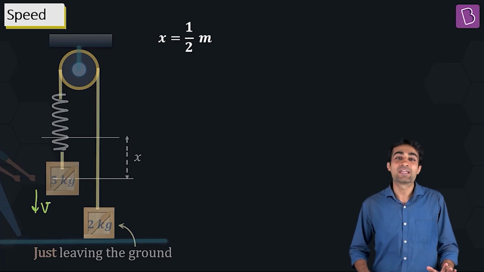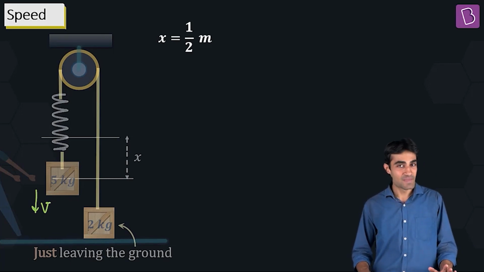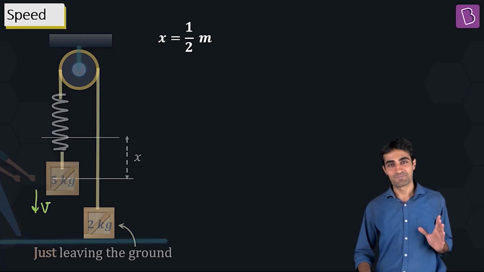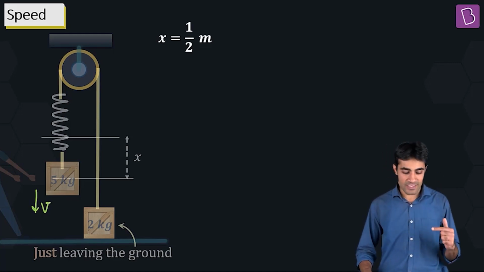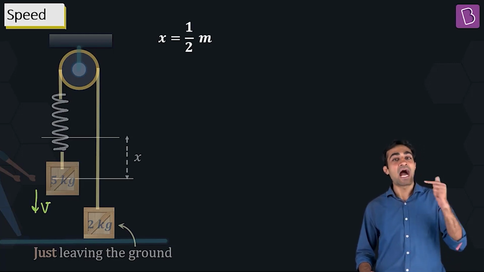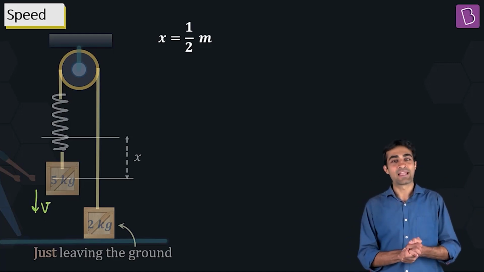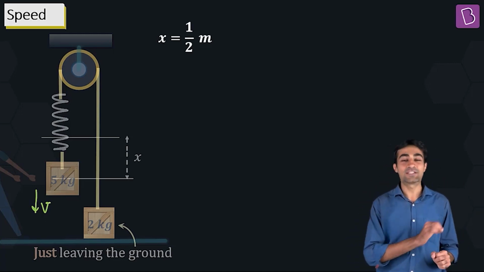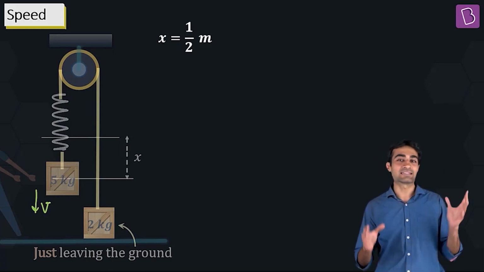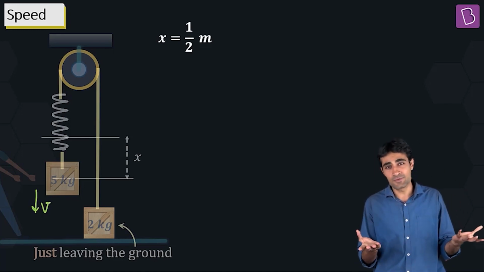Now, how to get this speed? Well, I will show you a trick. Can you see this 5 kg block, spring and earth as a single system? Can you imagine this 5 kg block, spring and earth as a single system? Yeah, we can do that.